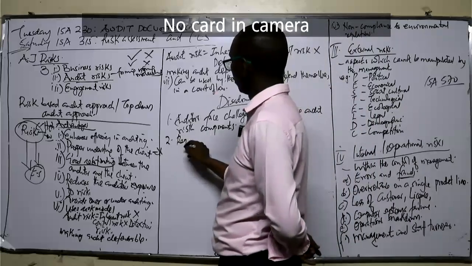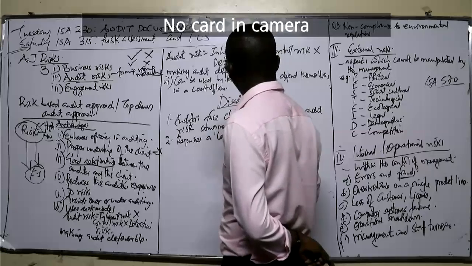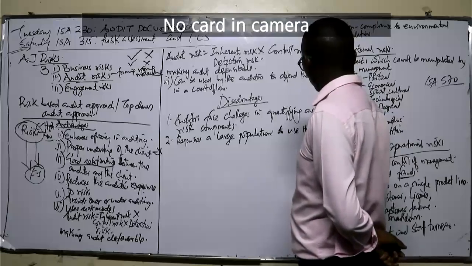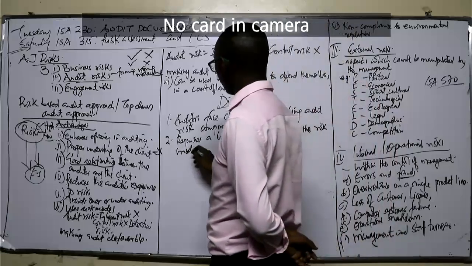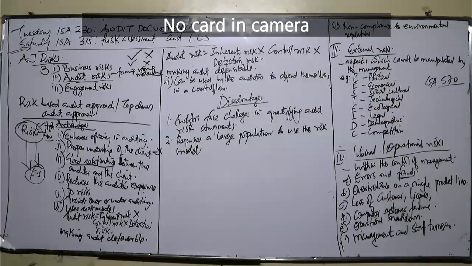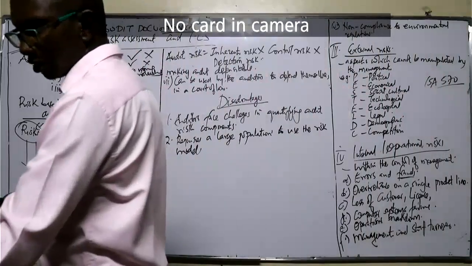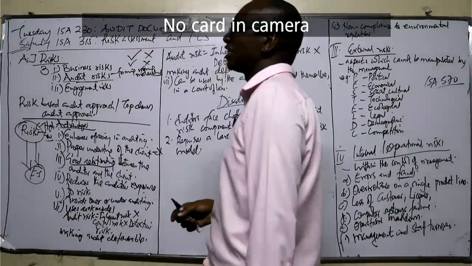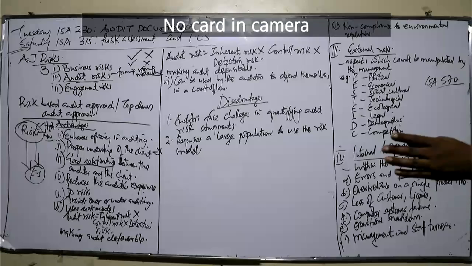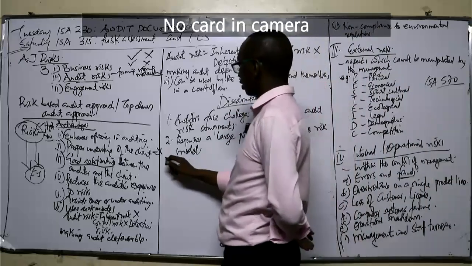Number two, it requires a large population to use the risk model, or to be able to arrive at a reasonable statistical conclusion. What it means is you cannot go statistical when you're auditing just one computer like this one or one table like this one. But when you are examining 100,000 transactions, statistical works well. It's called judgmental when components are few. We'll list down those points under the sampling topic. So it requires a large population.